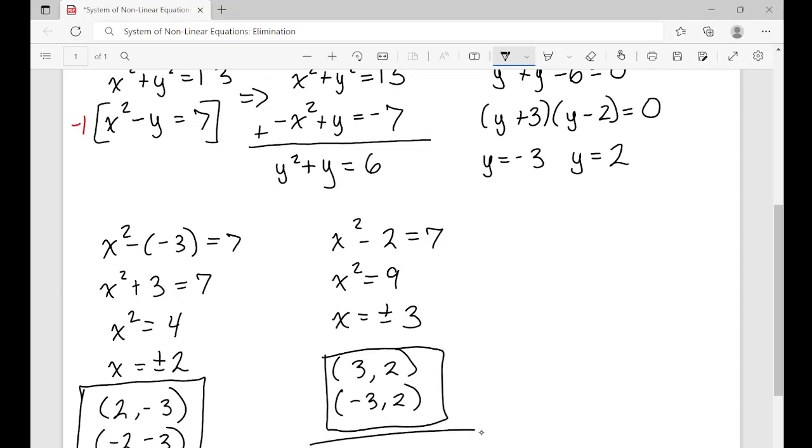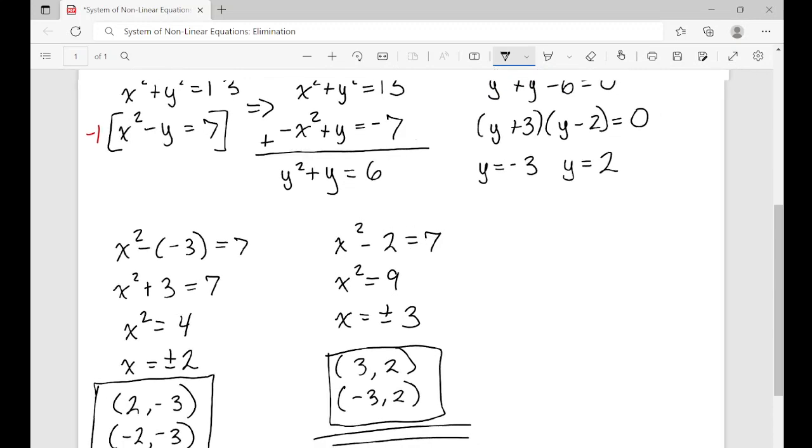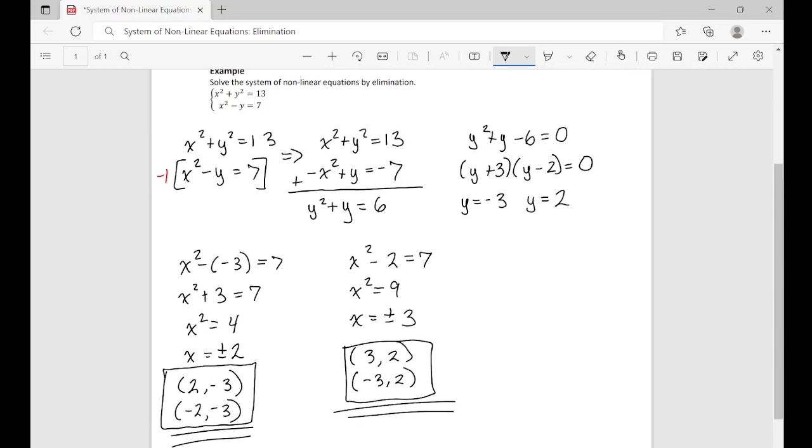So I actually have 4 solutions to this nonlinear system: 2, negative 3; negative 2, negative 3; 3, 2; and negative 3, 2.